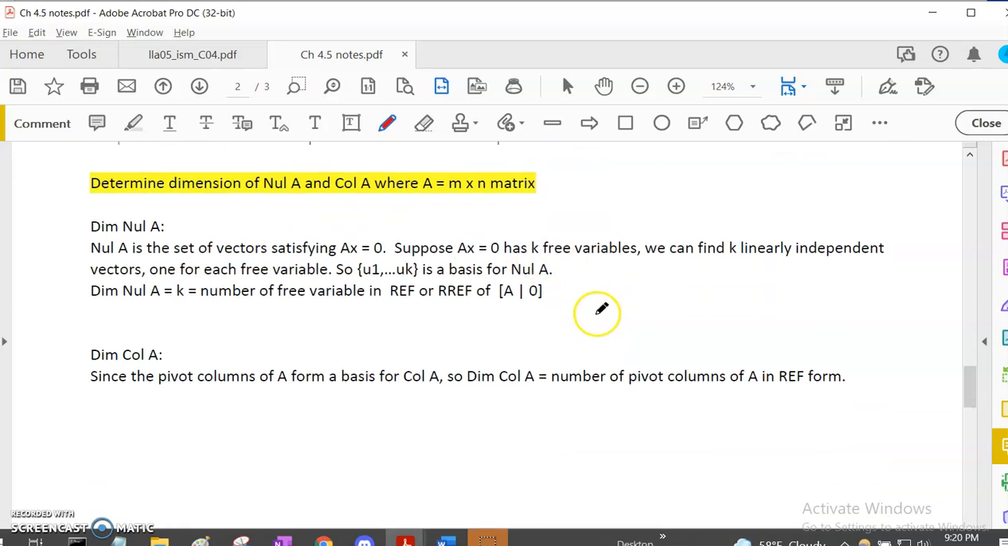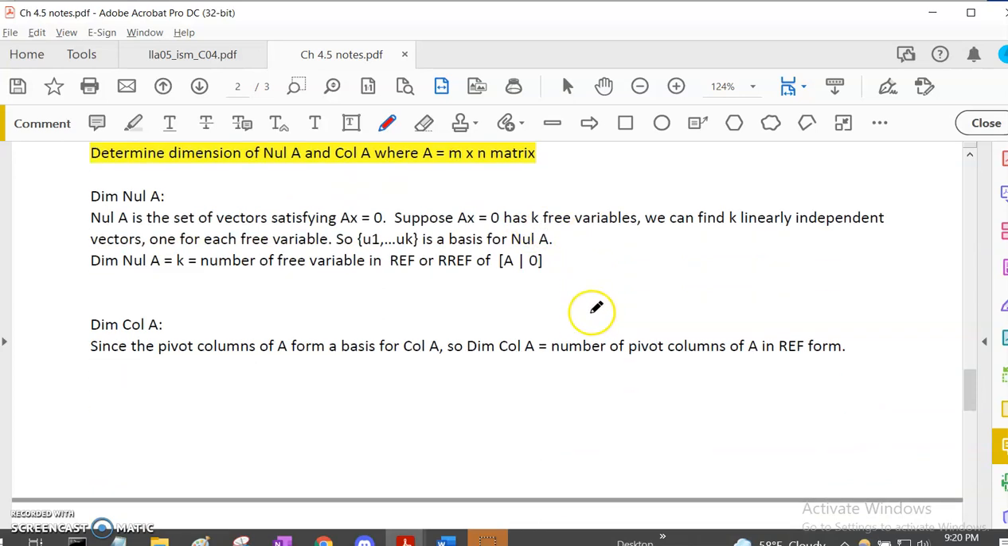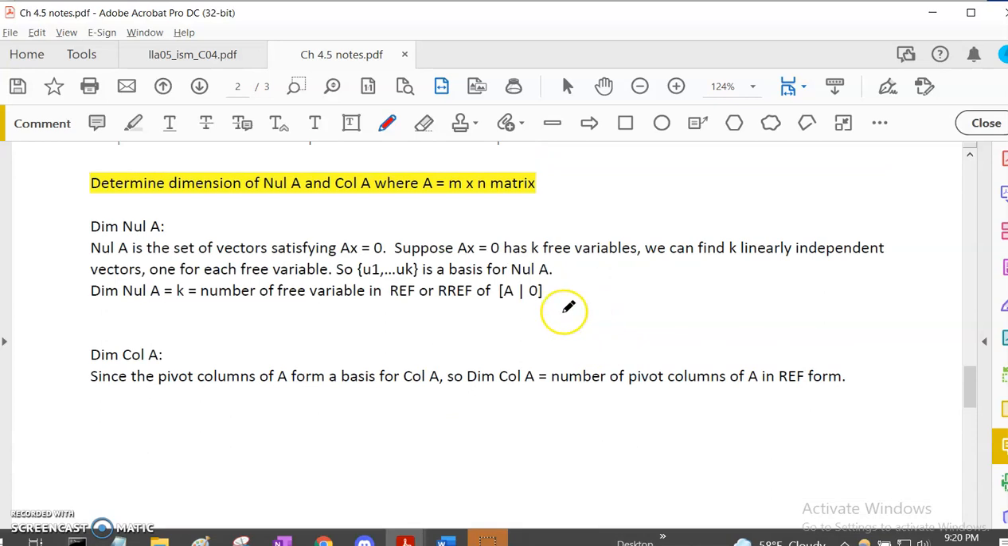So the last thing we want to talk about in this section is how do I find the dimension of null A and column A if someone gives me a matrix. So this matrix, you can consider it having n vectors arranged in columns, and the dimension of each vector is m.